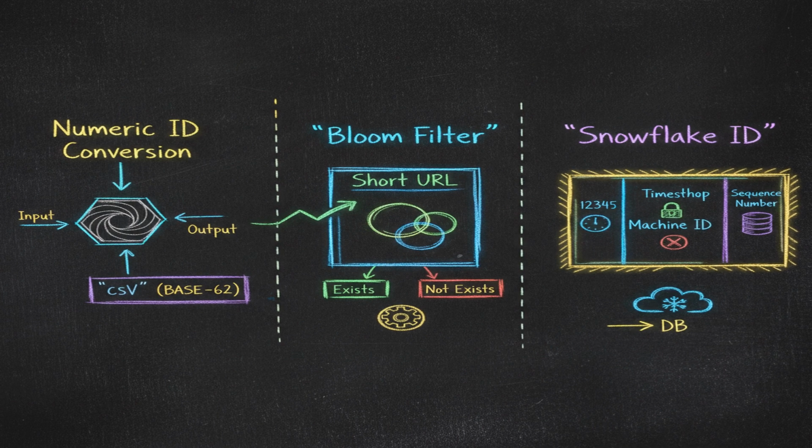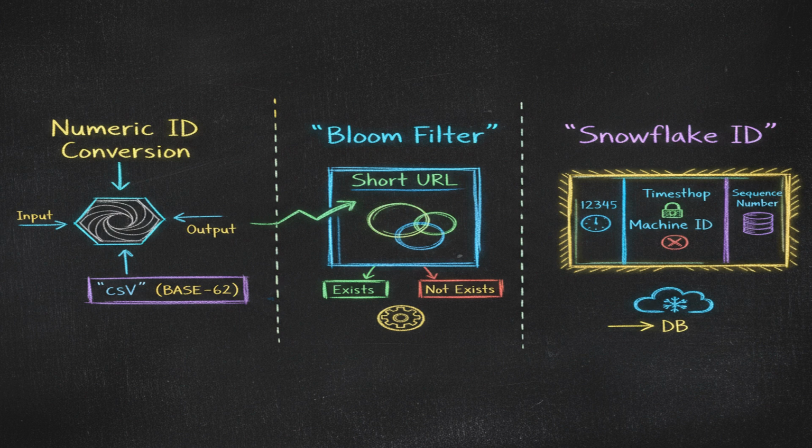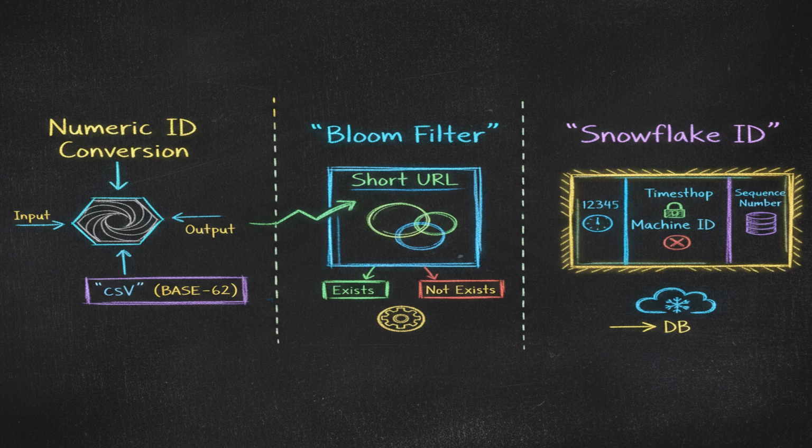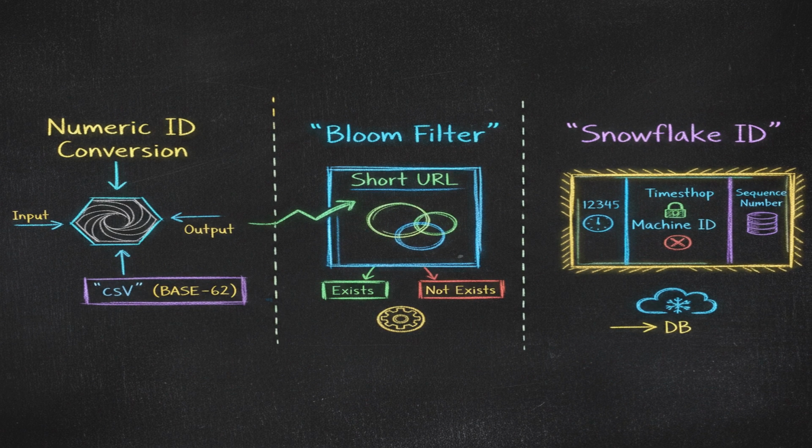The key generation algorithm is crucial. We can use a sequential ID generator or a random ID generator. A sequential ID generator is simpler but can be predictable. A random ID generator provides better security but requires collision resolution. We'll use a random ID generator with base 62 encoding.